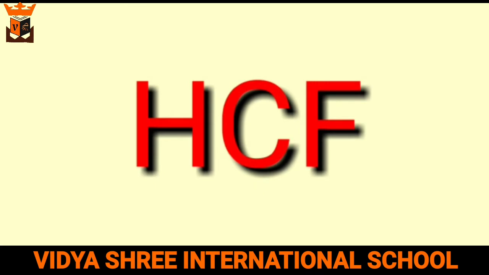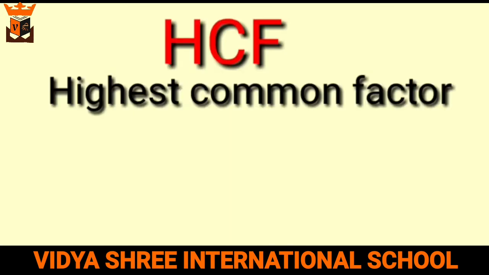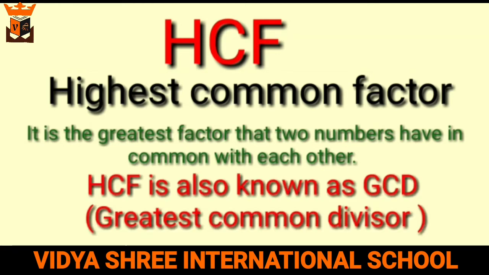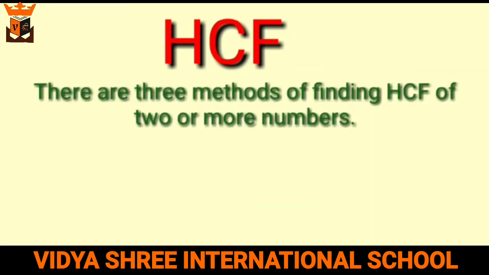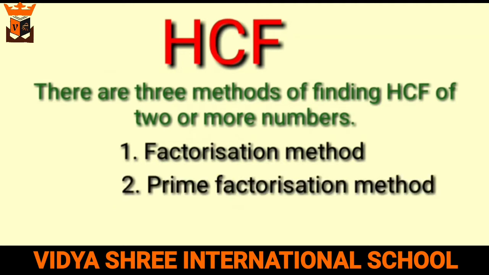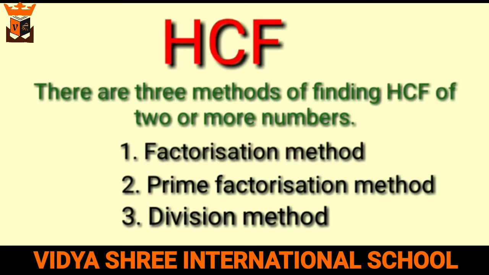HCF is the highest common factor. It is the greatest factor that two numbers have in common with each other. HCF is also known as the greatest common divisor. There are three methods of finding the HCF of two or more numbers. First one is factorization method. Second one is prime factorization method. And the third one is division method. But in today's video, we will discuss only the first two methods.